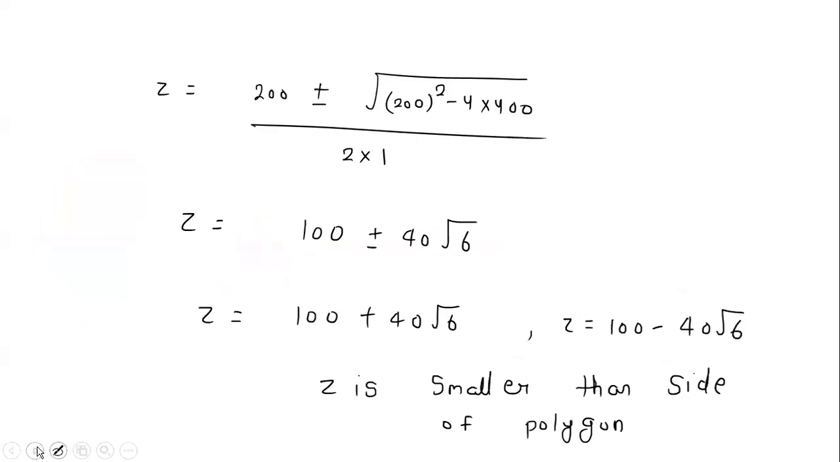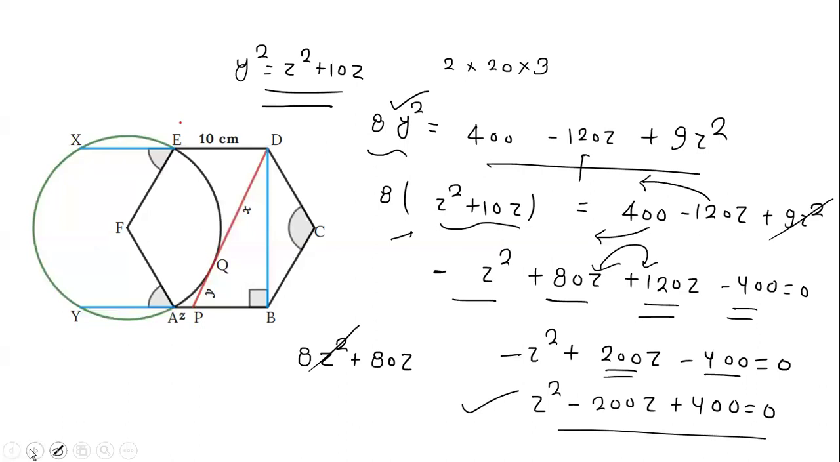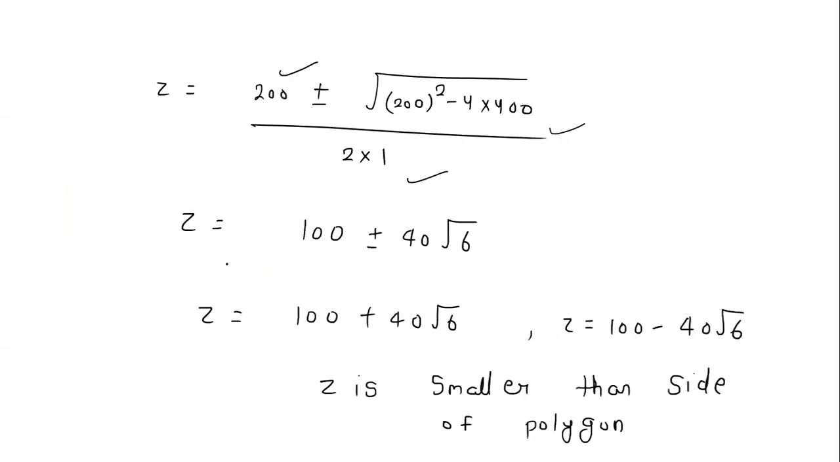So we can find the roots of this as minus b plus minus root of b square minus 4ac divided by 2a. So after simplifying, it will give us two roots. One is 100 plus 40 root 6, and one is 100 minus 40 root 6.